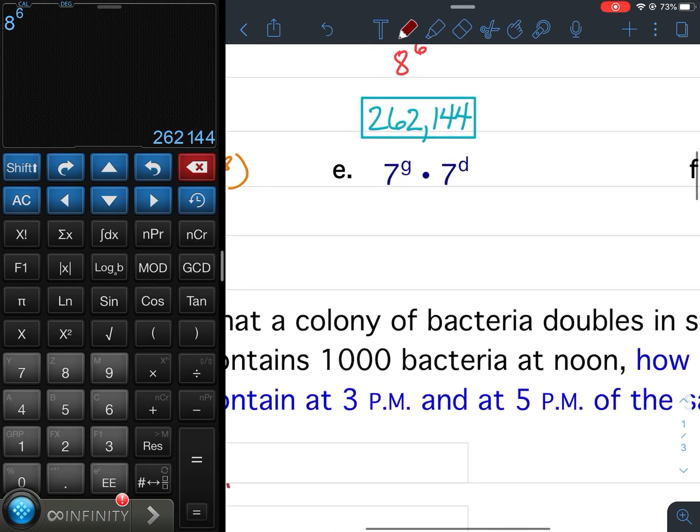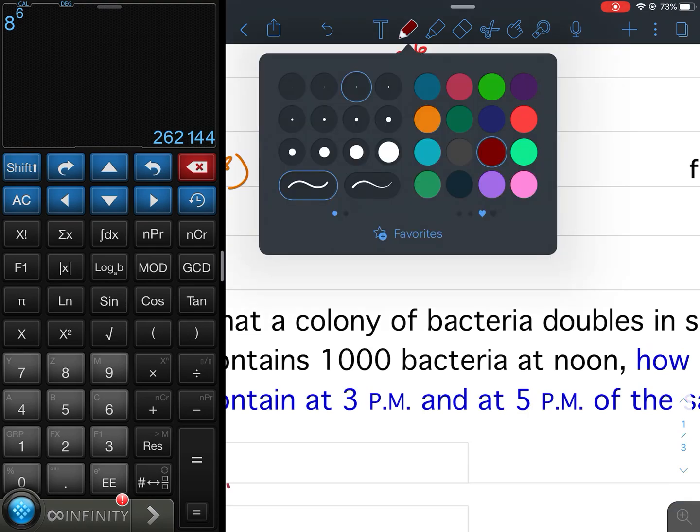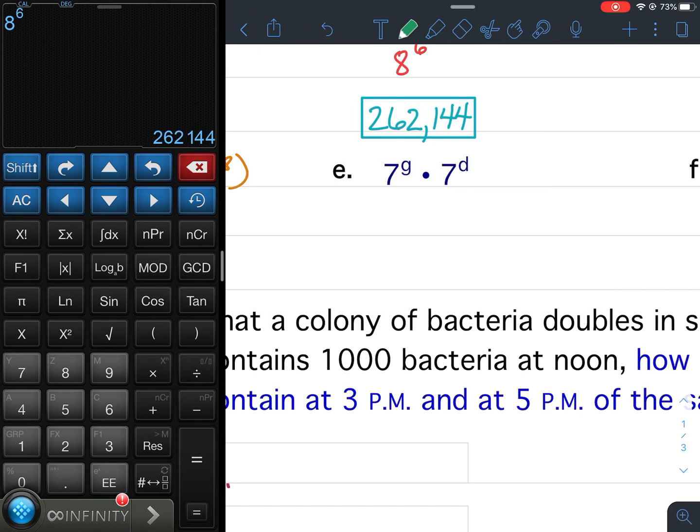For E, instead of writing it off to the side, let's write it underneath. So this is going to be 7 to the g, we're adding the exponents, so g plus d. 7 to the g plus d. Well, can you simplify g plus d? Can you add variables that are not the same? They're not like variables, so no, I can't add them. Therefore, I am done. My answer here is 7 to the g plus d.